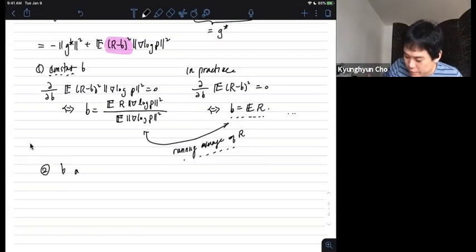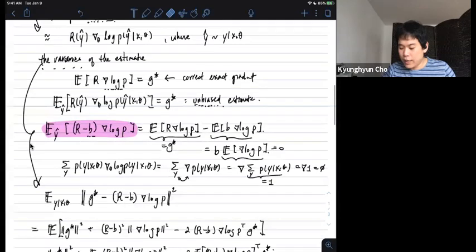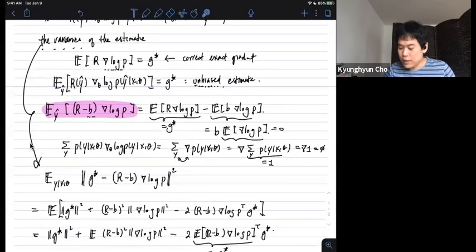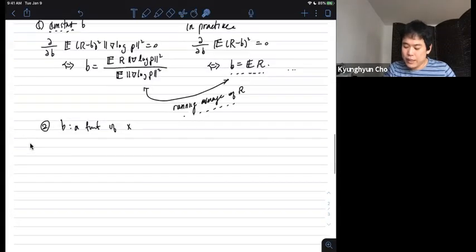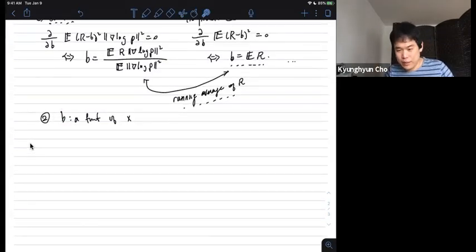So this turned out to be one way to go, but the other way is that b could be a function of x, that is, the input. It cannot be a function of y, because as soon as b becomes a function of y, this equality, that the expectation of b times the gradient of log p is b times the expected gradient of the log p, does not hold. So we have to ensure that b is a function of x only.